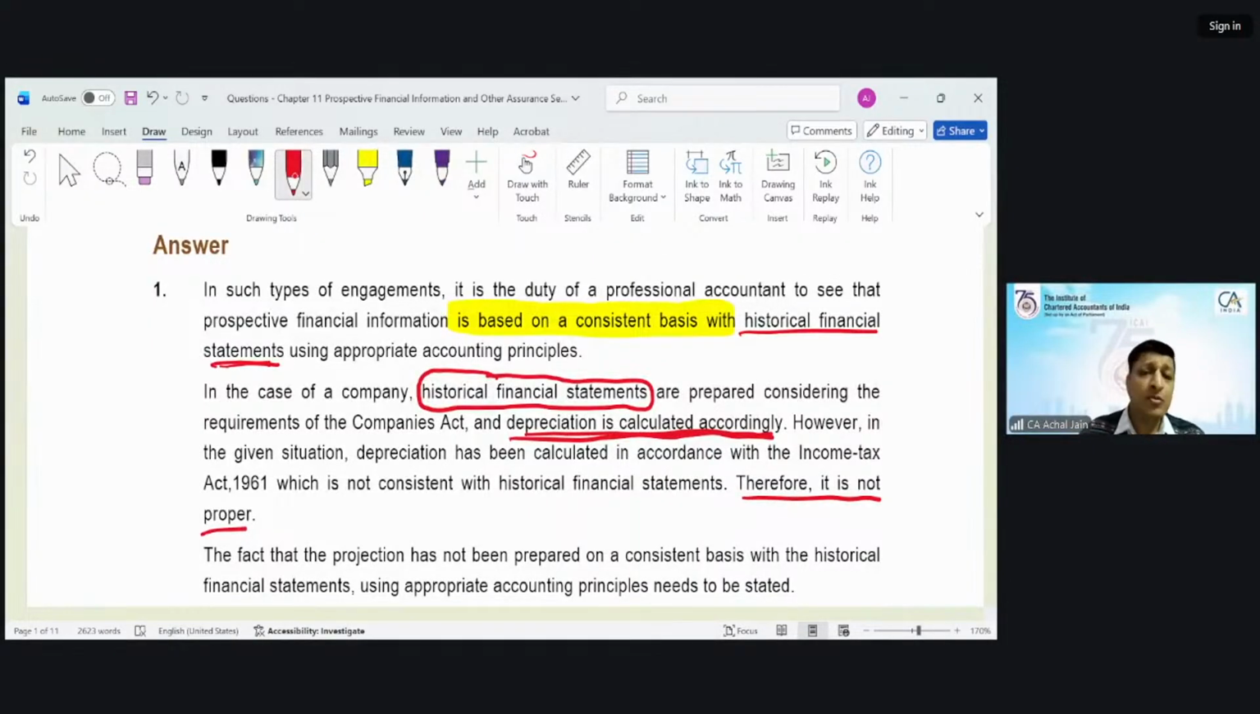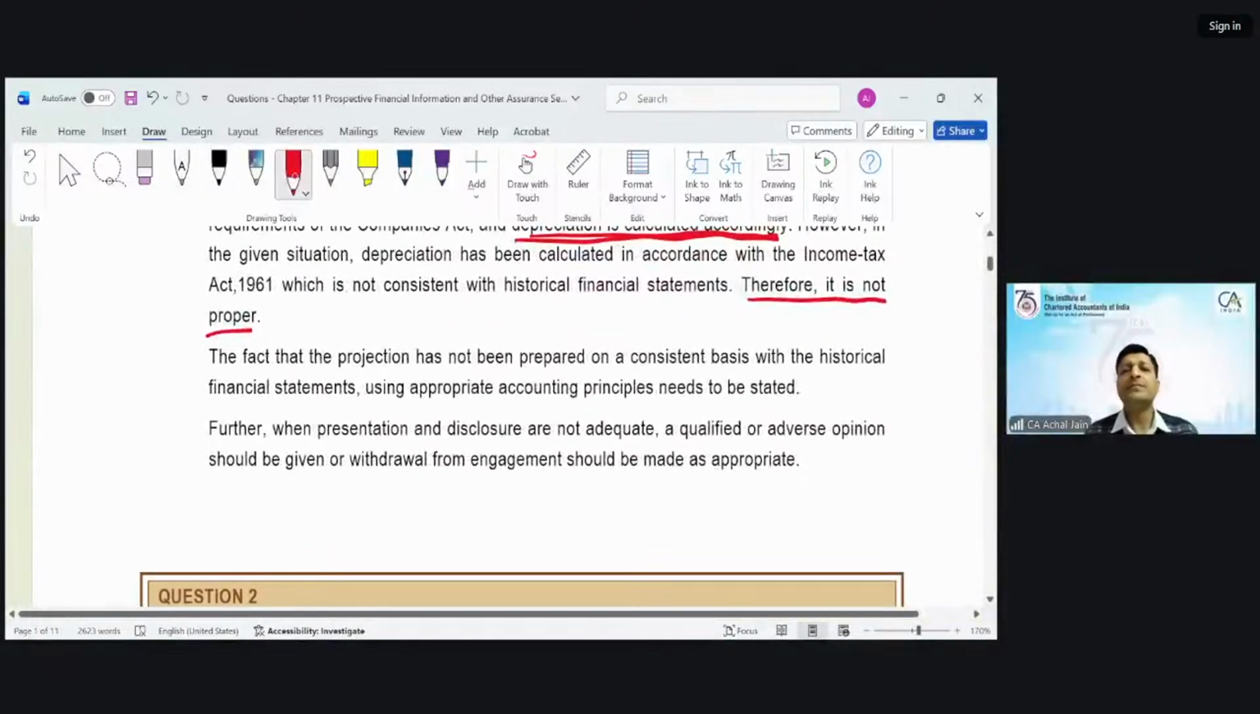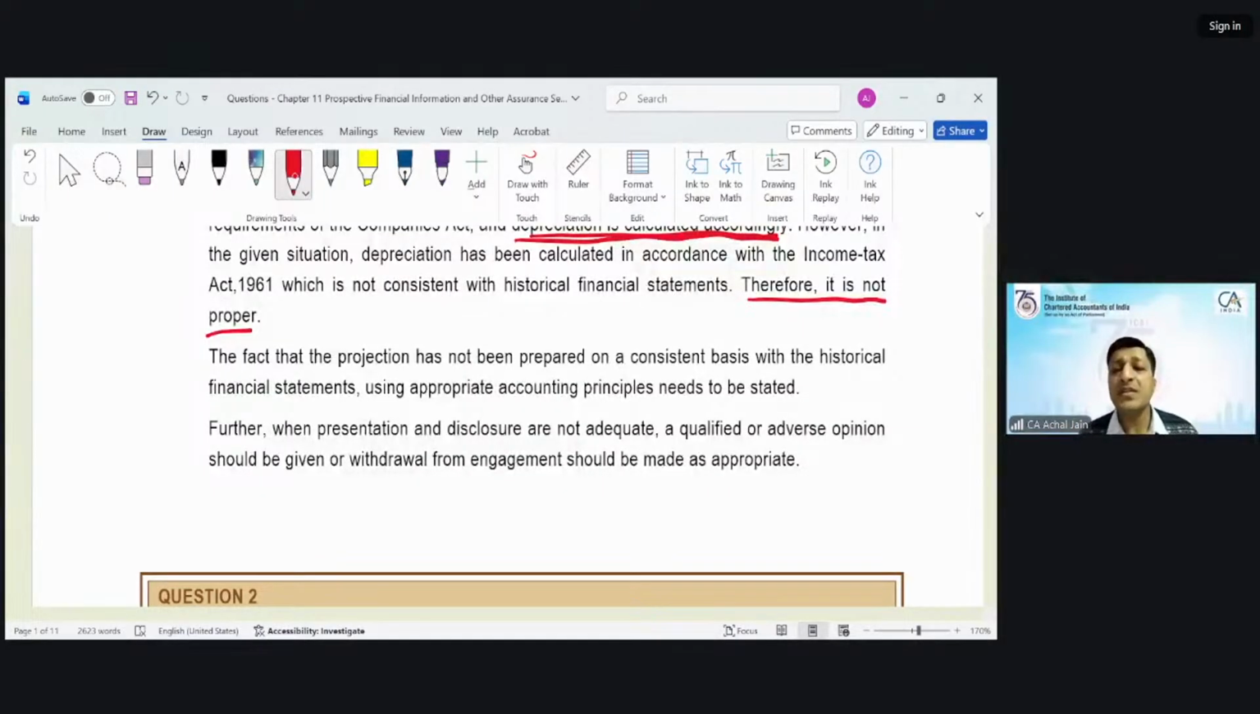In fact, if you look at the question, looking at the language of the question itself, it appears as if this is the problem, right? And in this case, the fact that the projection has not been prepared on a consistent basis with the historical financial statements using appropriate accounting principles needs to be stated.